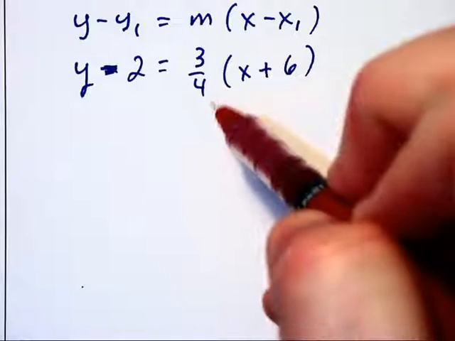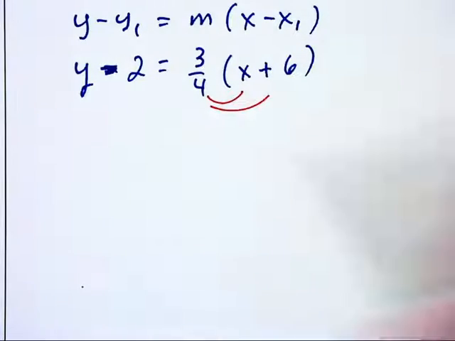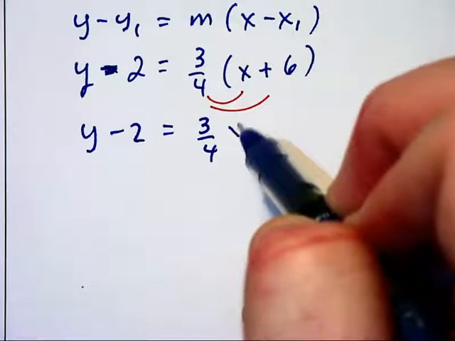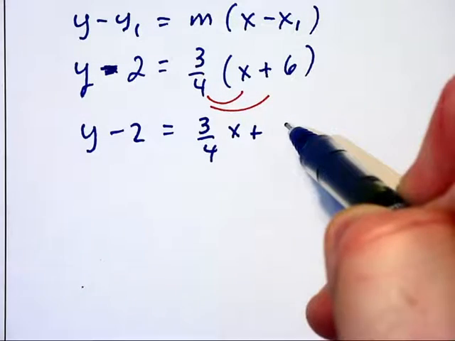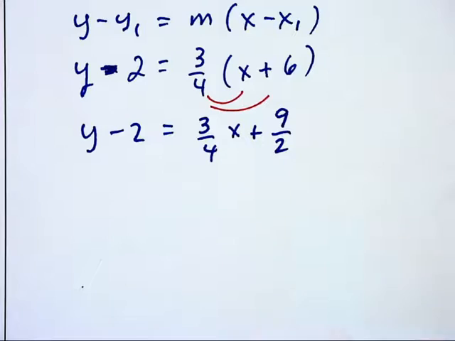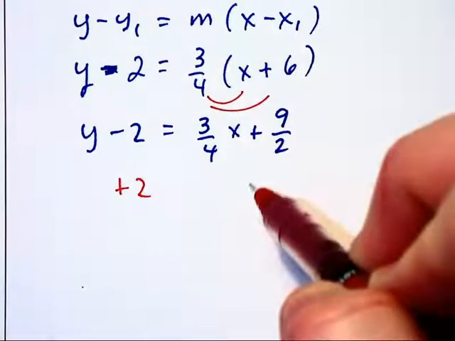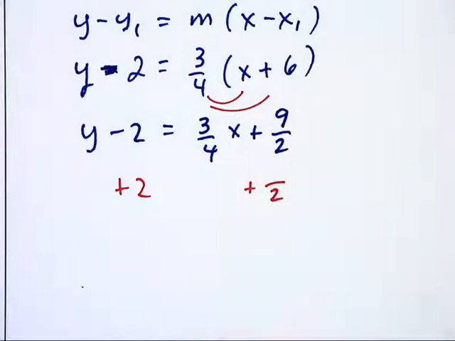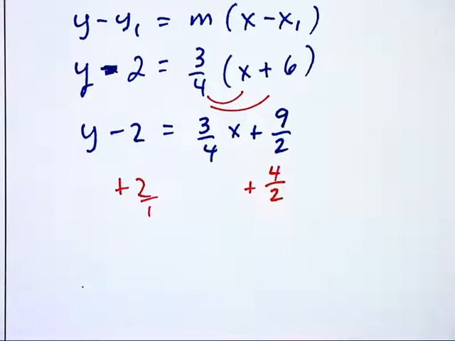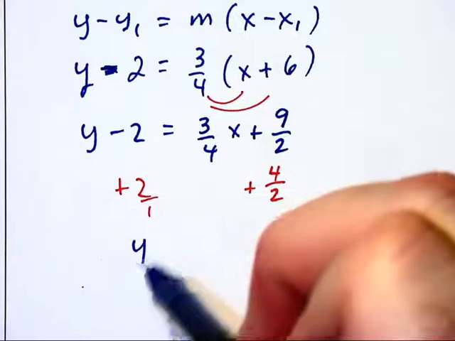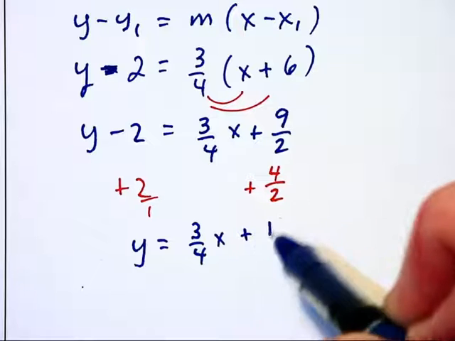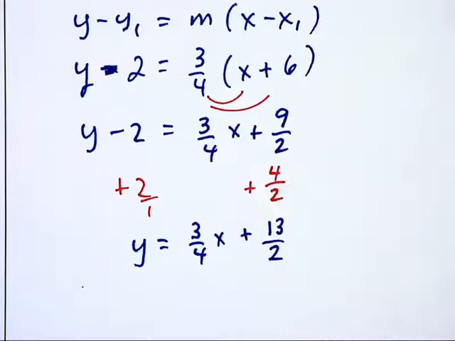And then let's do our distribution. That will give us y minus 2 is equal to 3/4 x plus 18/4, which reduces to 9/2. And then add 2 to each side, but we want instead for this to be a fraction over 2, and 2/1 is the same as 4/2, so we can have y is equal to 3/4 x plus 13/2 as the equation.